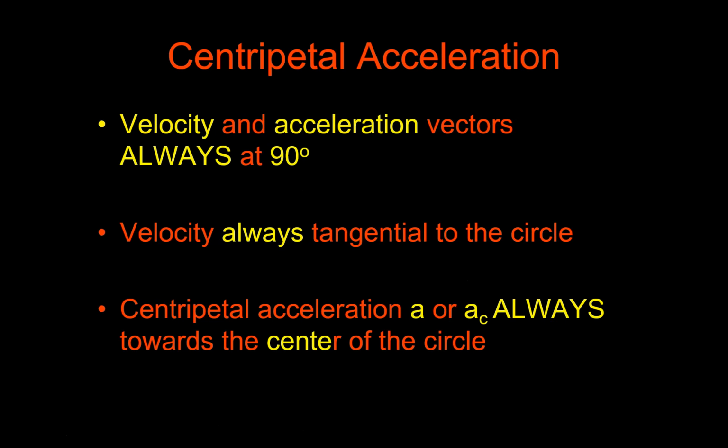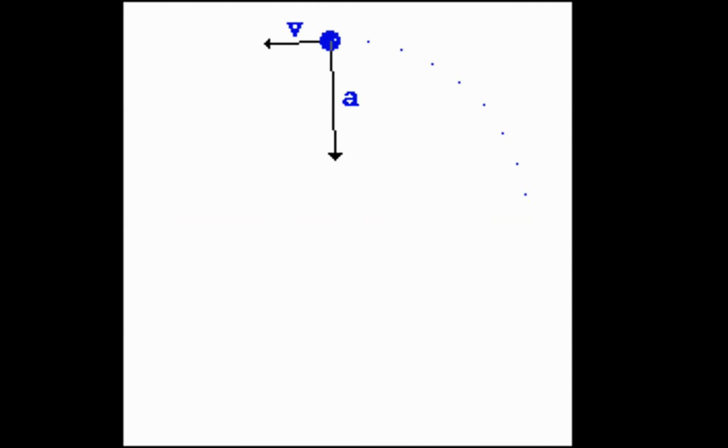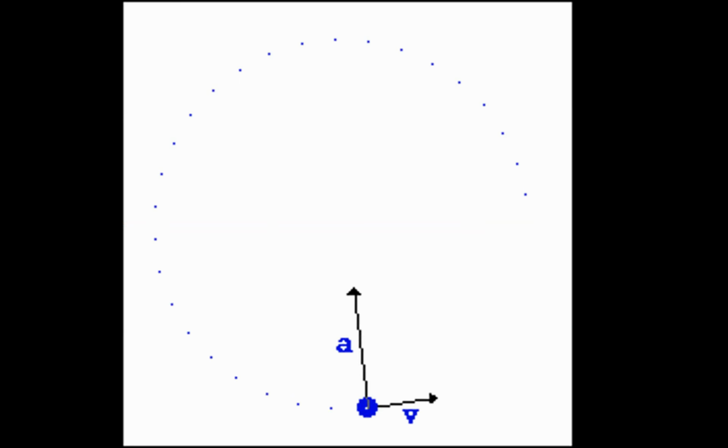Now the important thing here is that this centripetal acceleration and the velocity always act at 90 degrees. The velocity is always tangential to the circle. So the centripetal acceleration, AC, always acts towards the center of the circle in this fashion. So there's our directional vector v pointing at 90 degrees constantly to where the circle is. It's a tangent from the circle at all points.